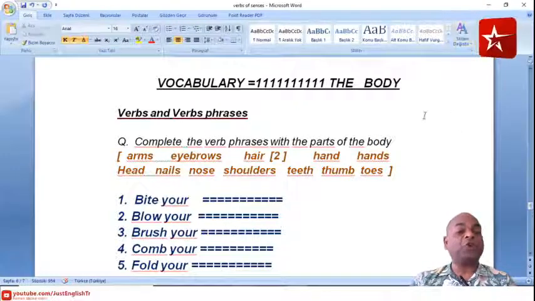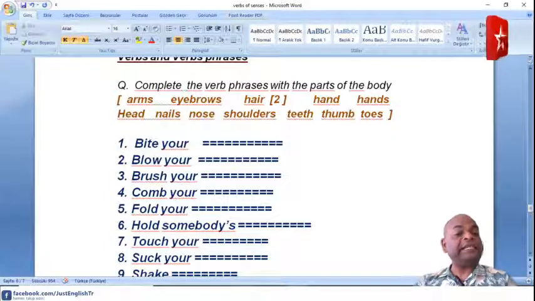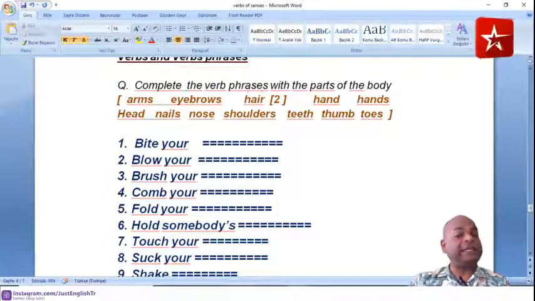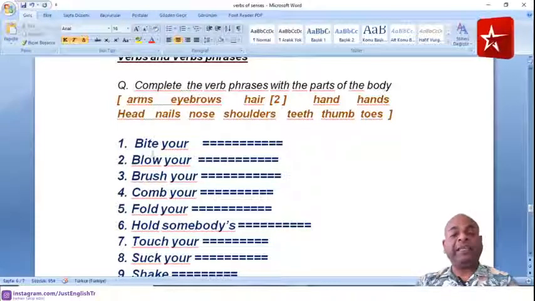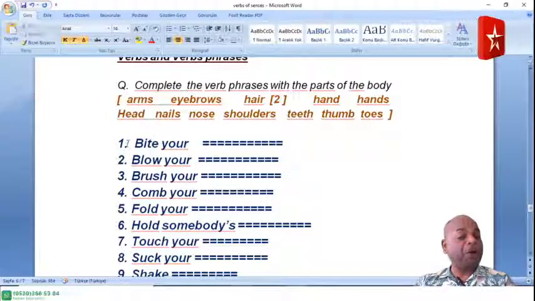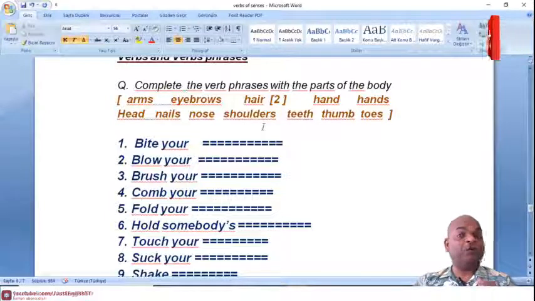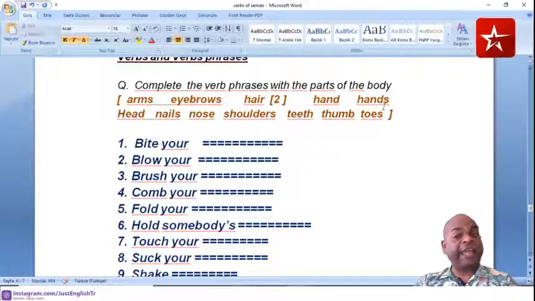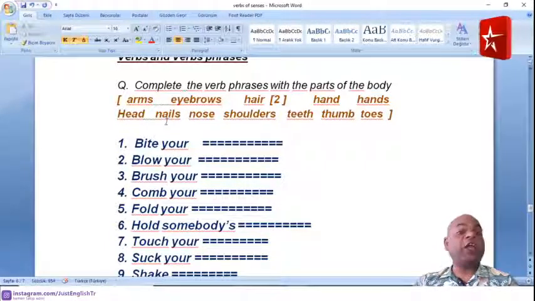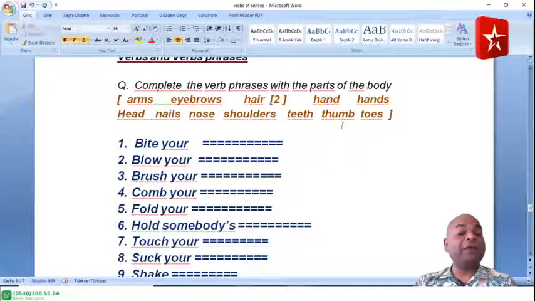Vocabulary, the body. We're going to talk about verbs and verb phrases. All right, students, look on the board. It says here, complete the verb phrases with the parts of the body. Now, for example, in the brown color, I've mentioned you parts of the body, all right? We got arms, we got eyebrows, we got hair. In the bracket, it says two. It means two times you can write down the answer as hair. We got hand, we got hands, we got head, we got nails, we got nose, shoulders, teeth, thumb and toes.